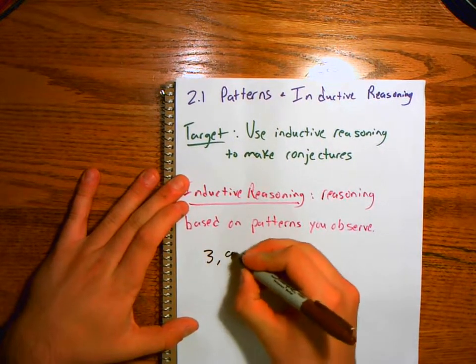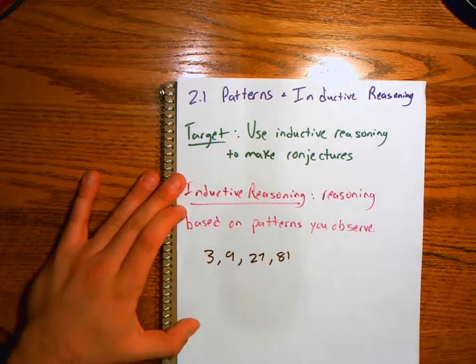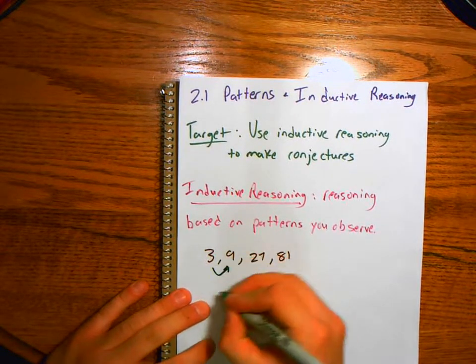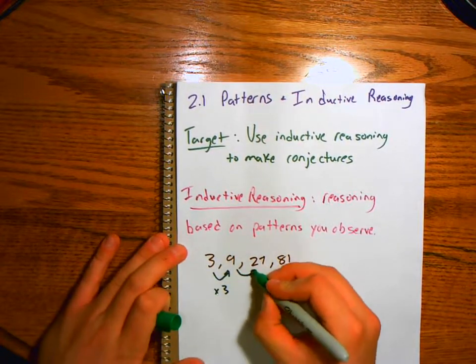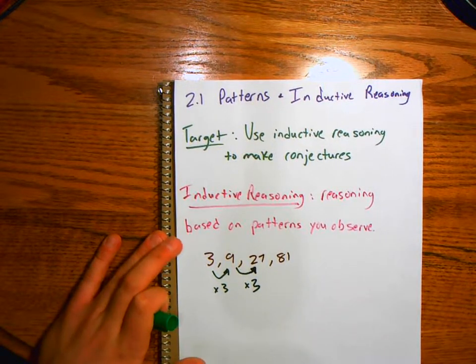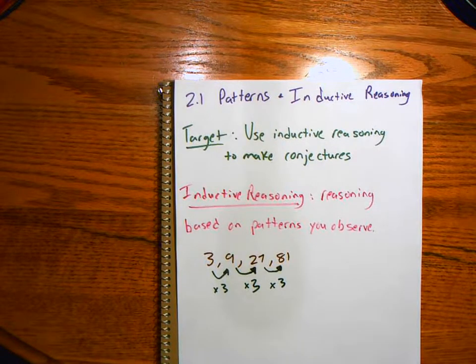Let's say we have a list of numbers that are 3, 9, 27, and 81. You may notice that a pattern between them is that to go from one number to the next, all you do is multiply by 3. 3 times 3 is 9. The same exact thing happens from 9 to 27. You multiply by 3. And then from 27 down to 81, you multiply by 3.